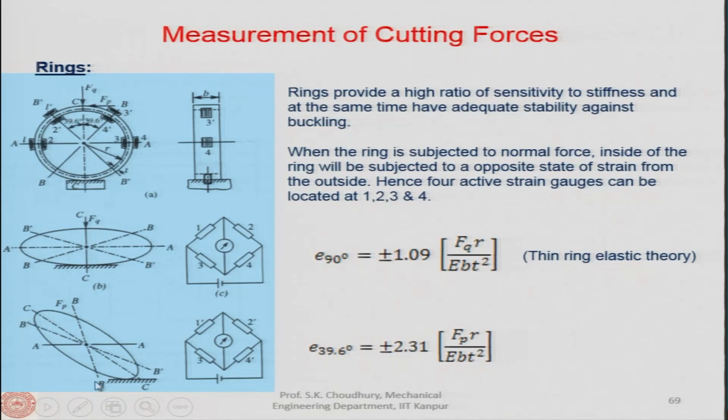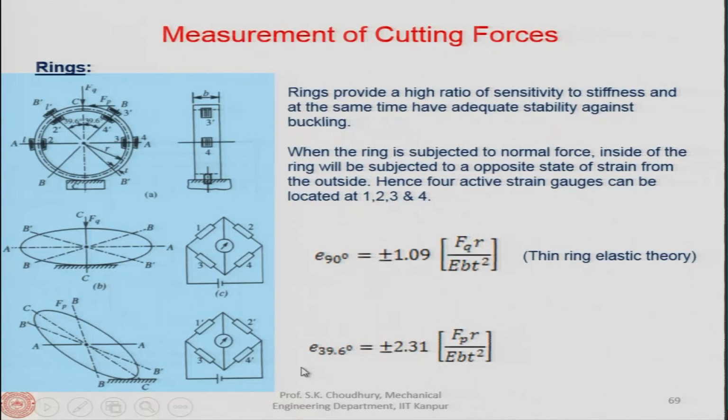Let us see, here we have shown two diagrams. When Fq, the thrust force, is acting, the ring will be deformed in this way. Then the maximum deformation or the maximum strain can be obtained along this axis or along this section, AA. Similarly, when Fp is acting, that is the tangential force, the ring will be deformed like this.